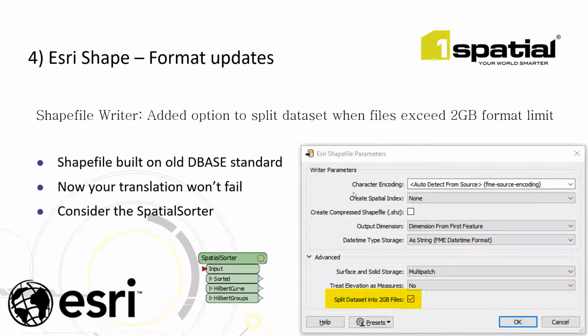The first one I think is really important, and that's the shapefile writer has added the option to split a dataset when files exceed a 2 GB file format limit. And the reason for that is because formats like ESRI Shape and MapInfo Tab are both built on the old DBase standard, which has a 2 GB file limit. So you go over that point, your process stops because you can't load any more data into that output format. What has been added into the Shape writer now is the ability to effectively, I guess those of you who know FME have come across the term fan out.